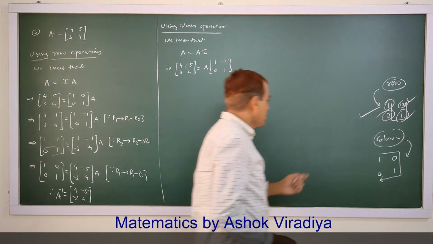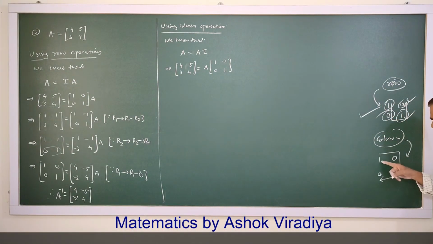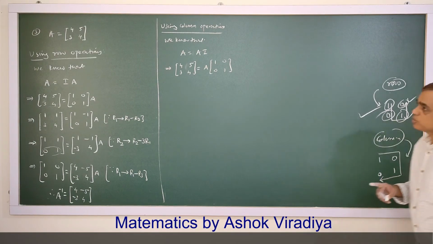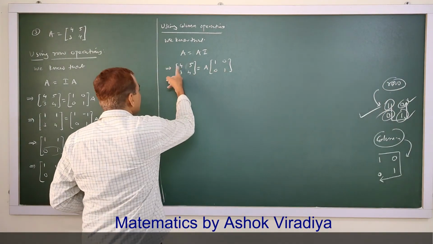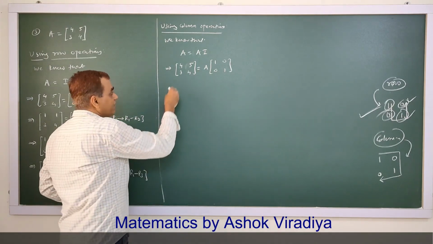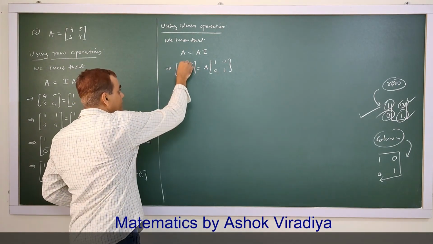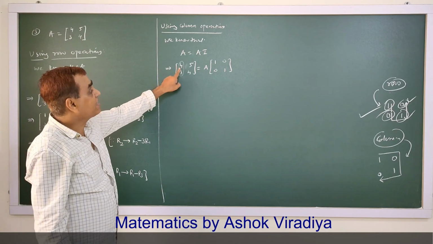Now, column operation, first we set this one, but using column, not row. So to set here 1 using column, what we do? Either we multiply this, either we divide this by 4.